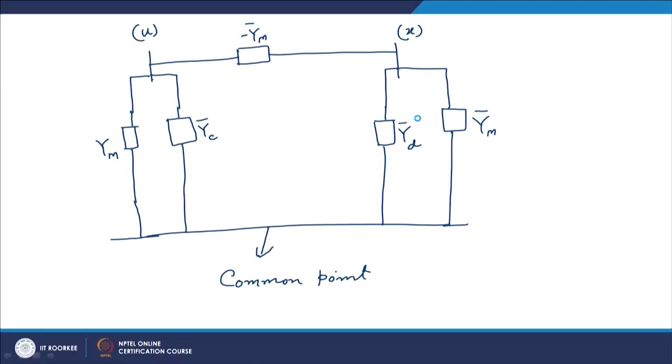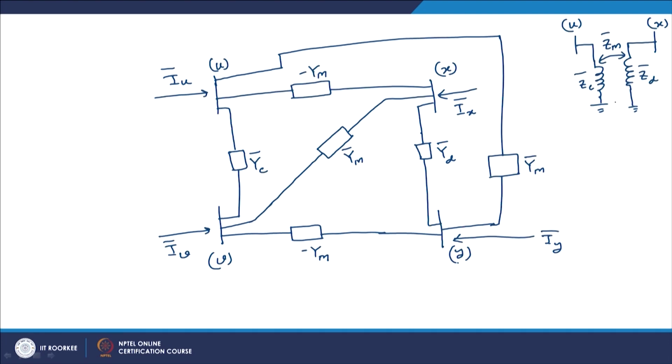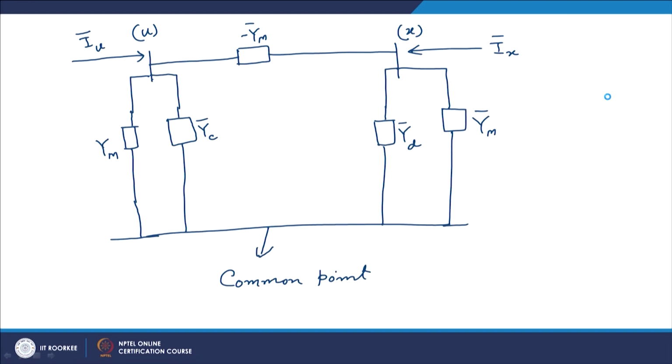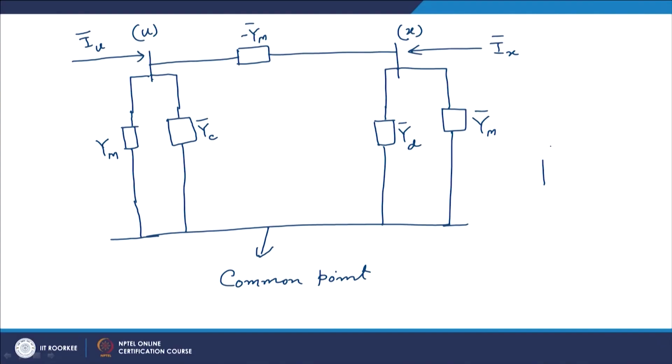In this case, this is let us say Ix and this is Iu. This situation is actually more common because usually our shunt branches, or any branch which is connected to each other, are usually connected to ground. So, this situation is more common, right.